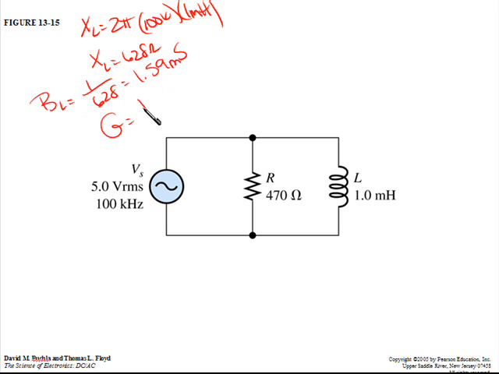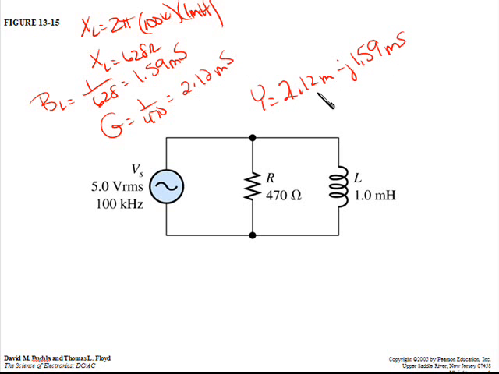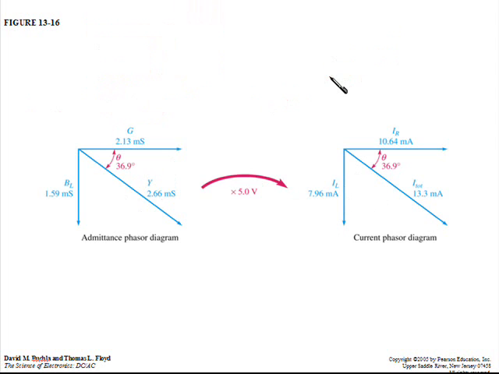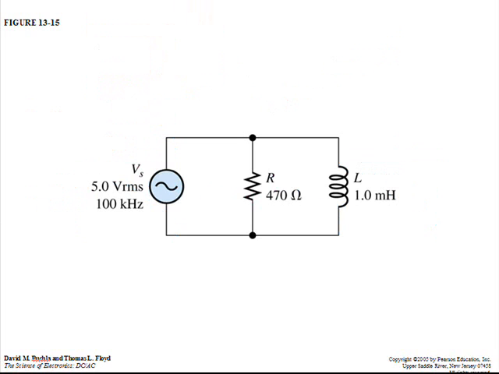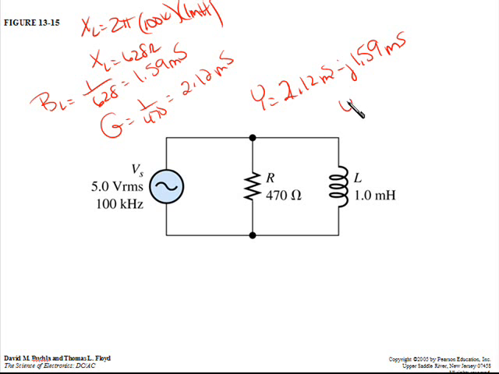G is 1 over 470. It's 2.12 millisiemens, so Y is going to be 2.12 milli minus j 1.59 millisiemens. So we have our G and our BL. We can get our Y in terms of polar.